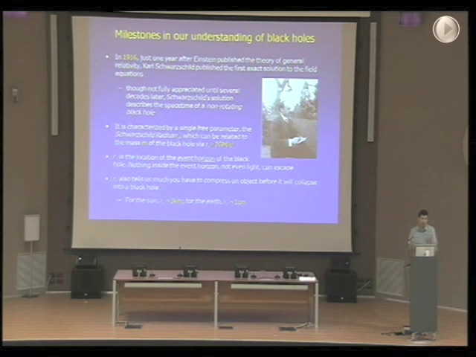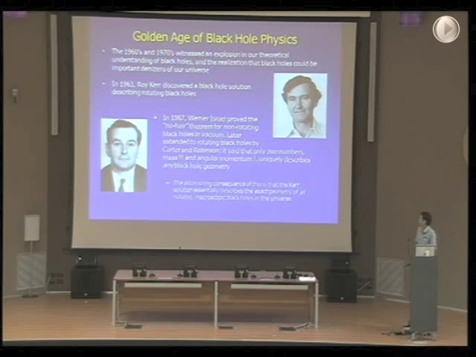How dense do we have to make it? How close to this point particle approximation do we have to get to actually form a black hole? For example, the Sun has a radius of about 1 million kilometers. If you squeeze it down to a radius of 3 kilometers, you form a black hole. For the Earth, you have to compress it down to a radius of 1 centimeter. So, for ordinary matter, you have to get extreme densities to form black holes.